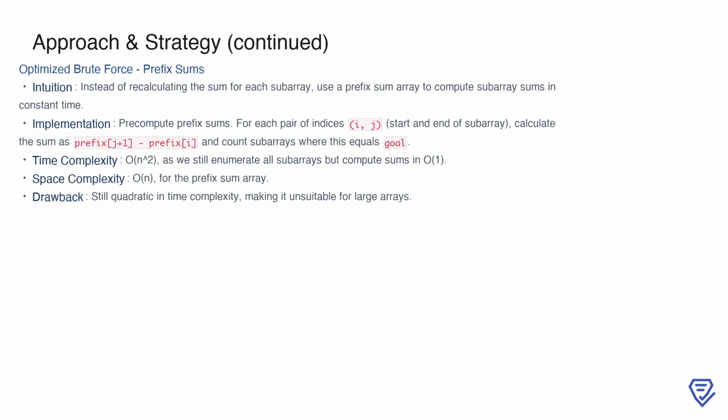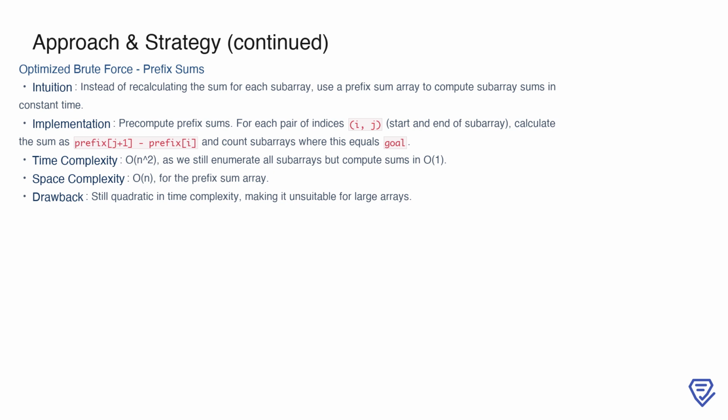Now, we can improve upon the brute force approach by introducing prefix sums. The idea here is to avoid recalculating the sum of every subarray from scratch. Instead, we pre-compute a prefix sum array, where each element represents the cumulative sum of the array up to that index. Using this array, we can calculate the sum of any subarray in constant time by subtracting the prefix sum at the start of the subarray from the prefix sum at the end of the subarray.